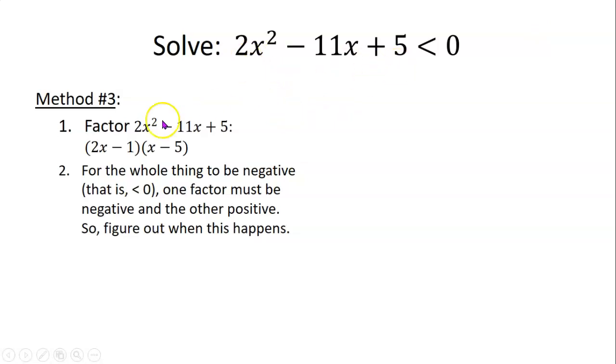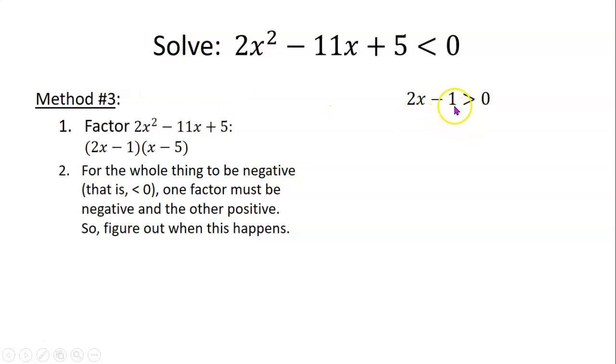Factor this quadratic polynomial. So in this case, it would factor into 2x minus 1 times x minus 5. So we're looking for when that is less than 0. And for that whole thing, something times something else, to be less than 0, one factor has to be negative and the other one has to be positive. If we had a positive times a positive, that would be greater than 0. If we had a negative times a negative, that would be positive, so that would be greater than 0. But if one of those is positive and the other one's negative, then when we multiply them together, we will get something that's less than 0.